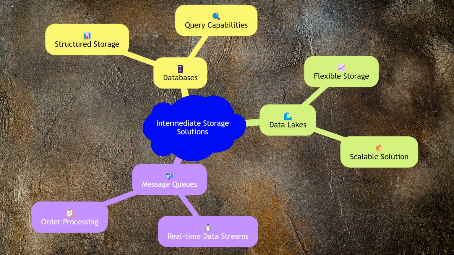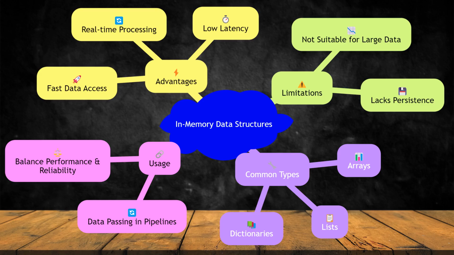Message queues can be used to handle real-time data streams and ensure that data is processed in the correct order. In-memory data structures, such as arrays, lists, and dictionaries, can be used to pass data between steps in a pipeline. These structures offer fast data access and low latency, making them suitable for real-time data processing. However, they may not be suitable for handling large volumes of data or for providing persistence.